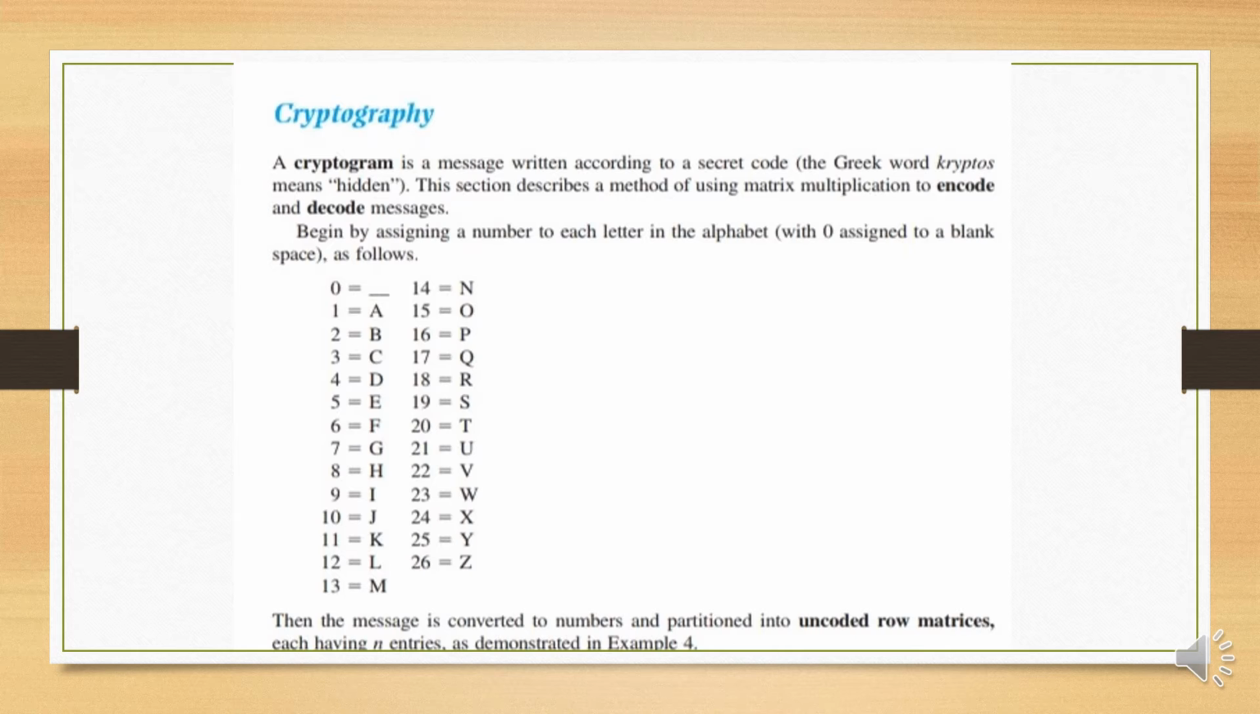Cryptography. A cryptogram is a message written according to a secret code. The Greek word kryptos means hidden. This section describes a method of using matrix multiplication to encode and decode messages. Begin by assigning a number to each letter in the alphabet, with 0 assigned to a blank space: 1 equals A, 2 is B, and so forth until you reach 26 for Z. Then the message is converted to numbers and partitioned into uncoded row matrices, each having n entries, as demonstrated in example 4.